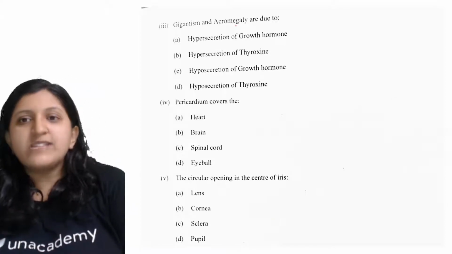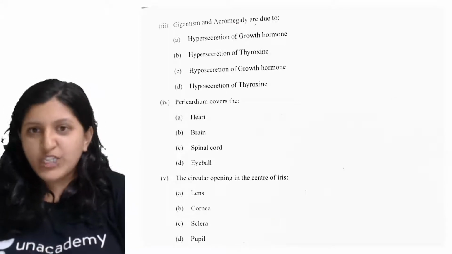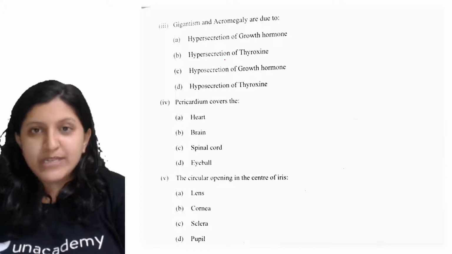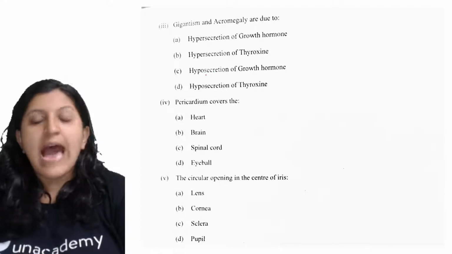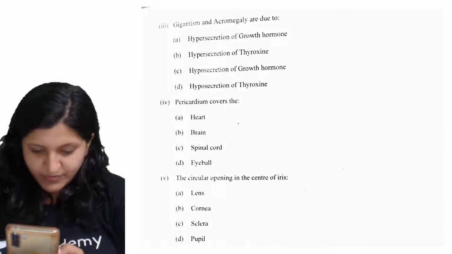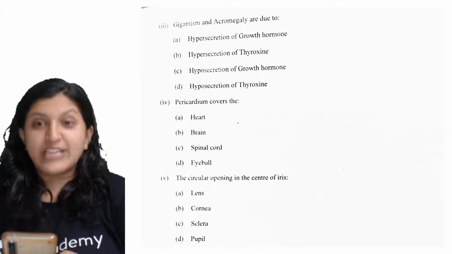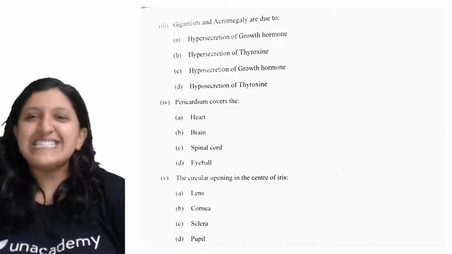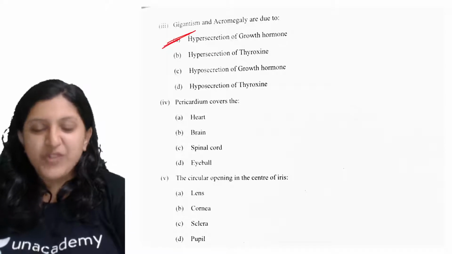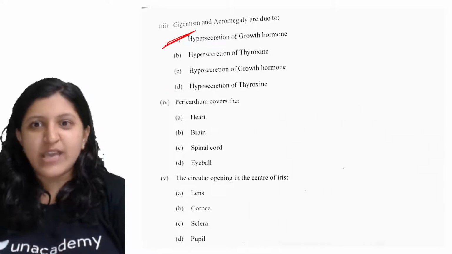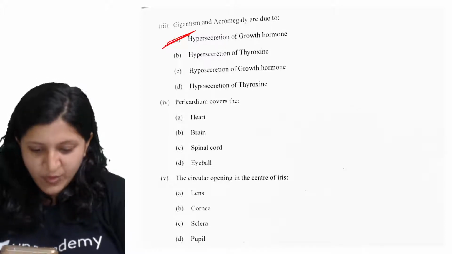Gigantism and acromegaly are due to hypersecretion of growth hormone, hypersecretion of thyroxine, hyposecretion of growth hormone, or hyposecretion of thyroxine. So this is A, that's right. Have all of you written A as the answer? That is hypersecretion of growth hormone.